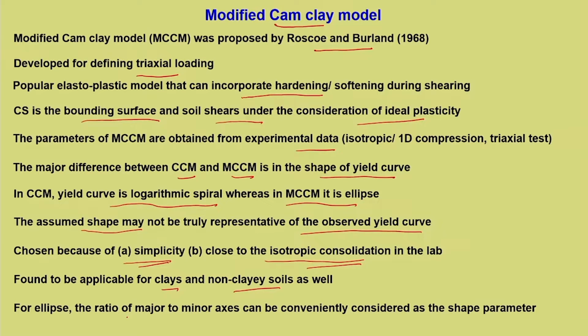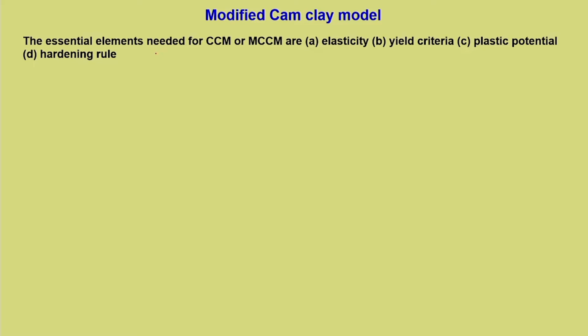Now, the beauty of ellipse is the ratio of major to minor axis can be conveniently considered as the shape parameter. Now, when I say ellipse, we also need to know how it changes depending upon the condition. These changes can be incorporated in terms of the shape parameter, and in this case the major and minor axis becomes a very important shape parameter. We will see how.